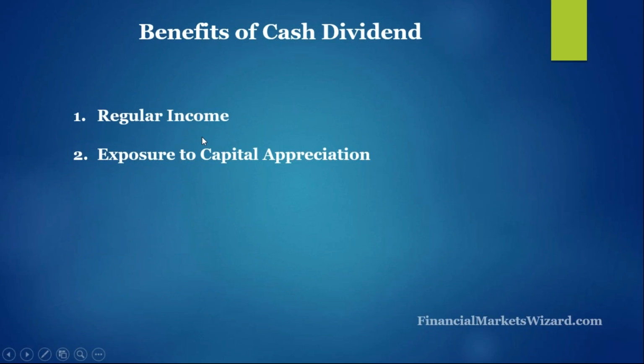One is the regular income. So you get regular income every 3 months. The company issues a dividend, you get the income, and you have exposure to capital appreciation. So if the stock is good, the company is good, you have the exposure to capital appreciation.